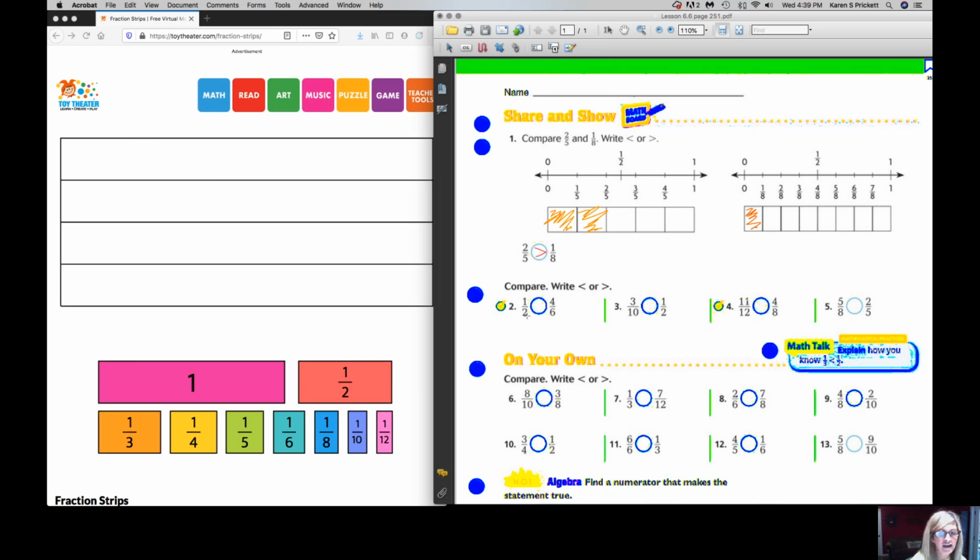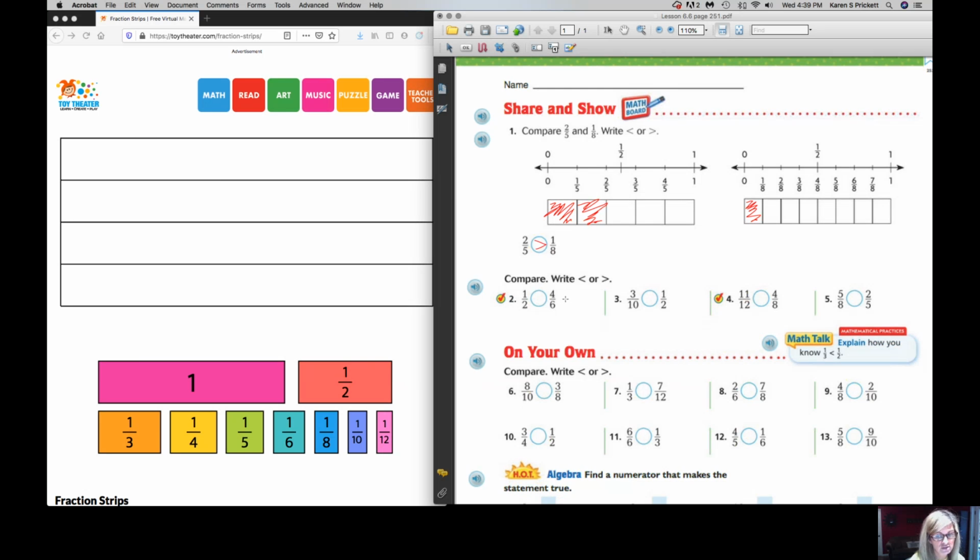Number 2 says 1/2 is less than or greater than 4/6. Well, I know that 4/6 is larger because I know that 3/6 is equivalent to 1/2. And so I can do this one without even comparing over here and using a visual for it. I know that 3/6 and 1/2 are equal. And so 4/6 is greater than 1/2. I drew that the wrong way. 1/2 is less than 4/6.